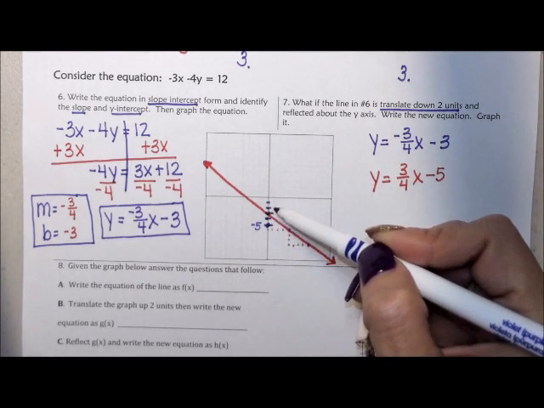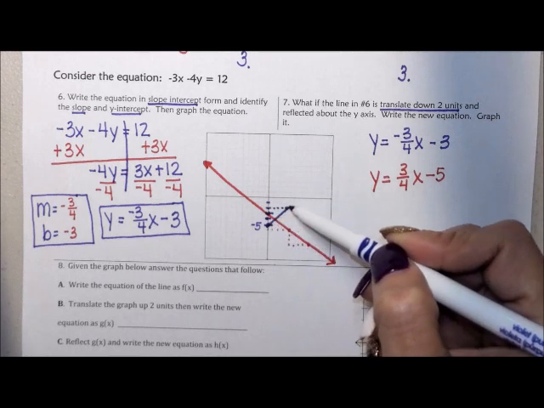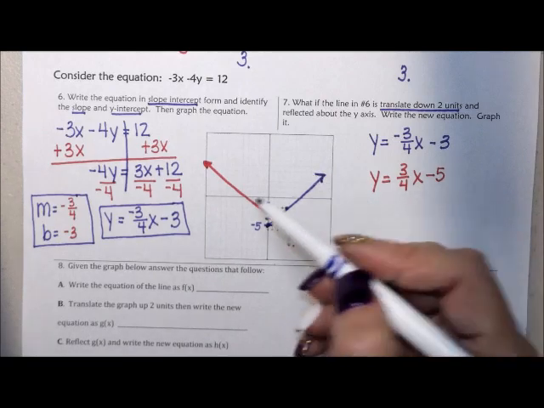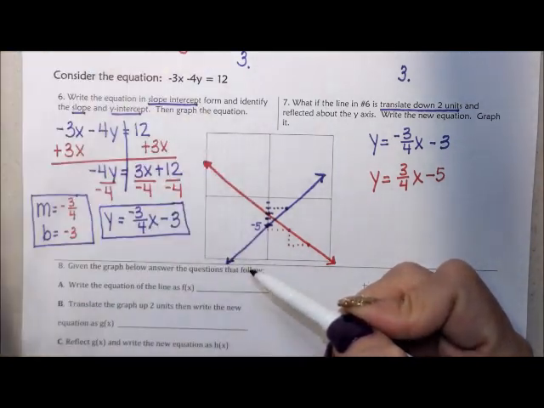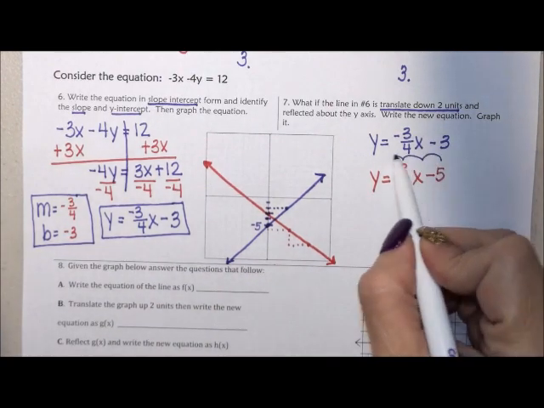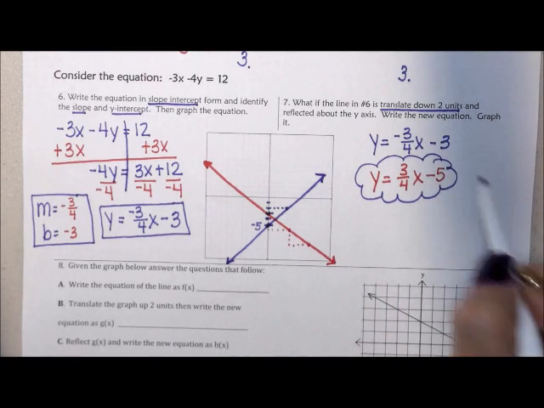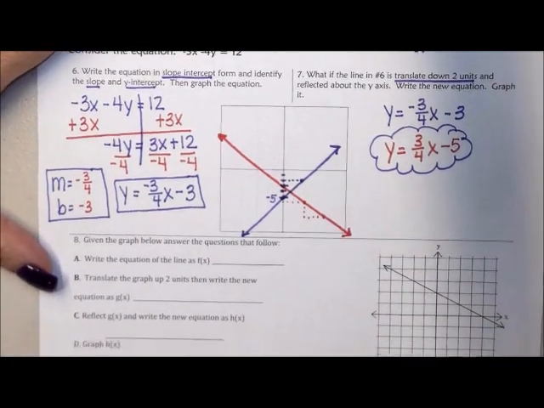Let's graph that. 1, 2, 3. 1, 2, 3, 4. So it would look something like this. My hair is getting in there, isn't it? That's kind of funny feeling. I was like, what's going on? And here is my new one. That's a great one. I like that question.